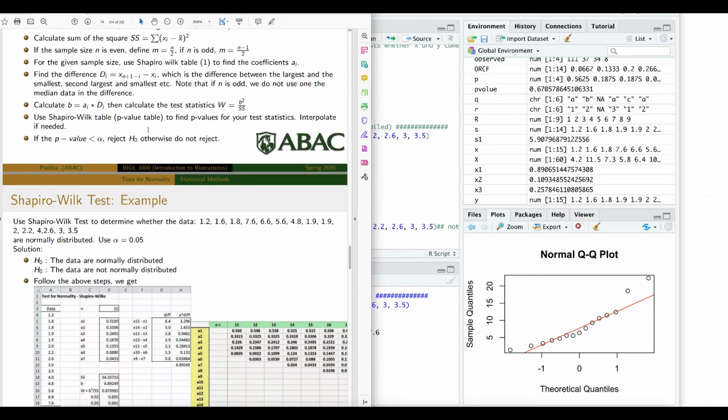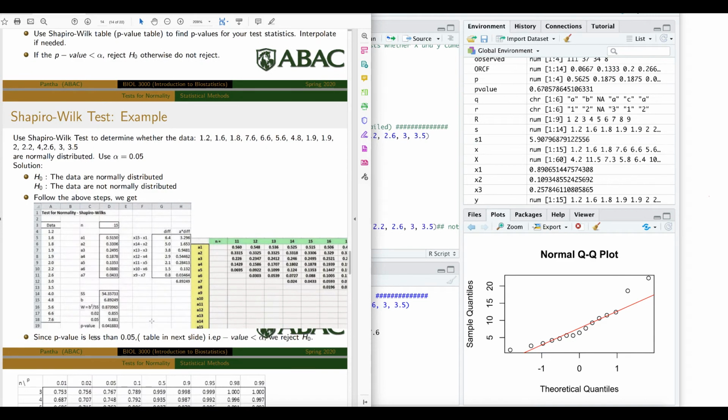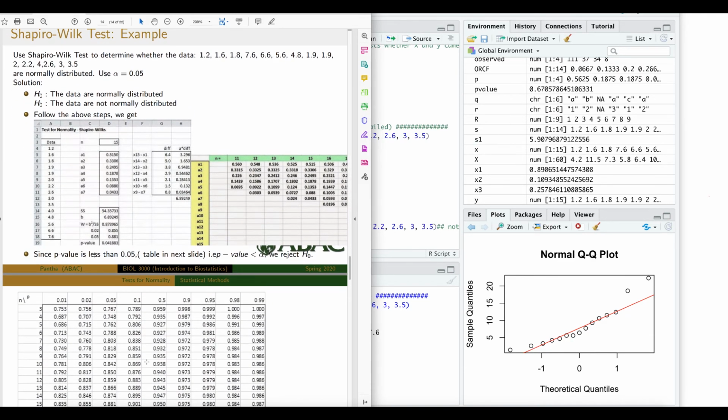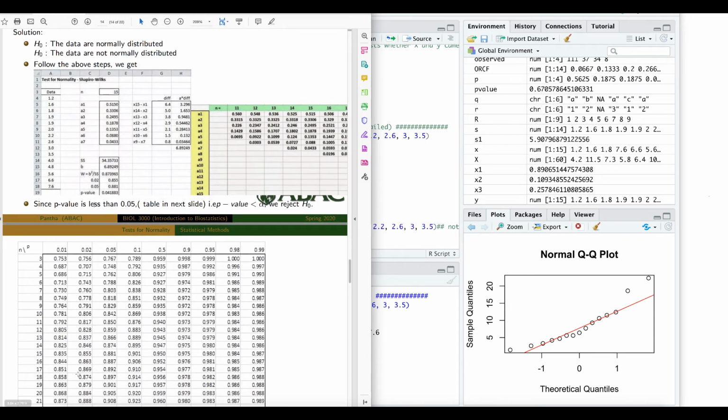So what it says here is, find the p-value for a test, interpolate if needed. You need to interpolate if the p-value lies between those two numbers, 0.855 and 0.881. We know that the p-value lies between 0.02 and 0.05, but we don't know what exactly that p-value is. So we need to interpolate that, and then you find out the p-value that way.